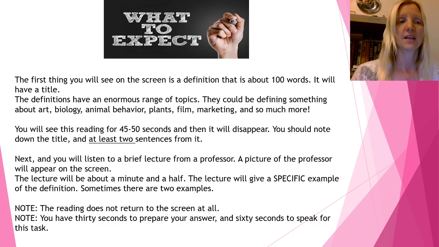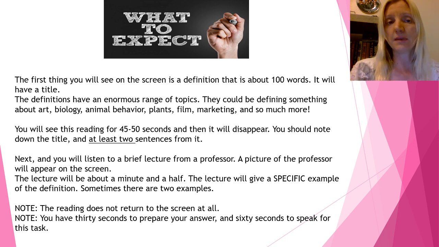So what can you expect? Well, the first thing you will see on the screen is a definition. Again, it's about 100 words and there's a title at the top. The definitions have an enormous range of topics. They could be defining something about art, biology, plant, animal behavior, film, marketing, and many more topics. So really, again, a range of vocabulary is very important.